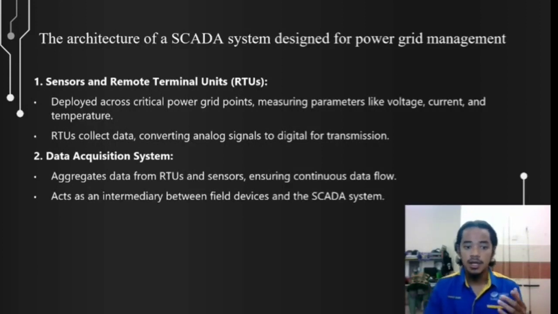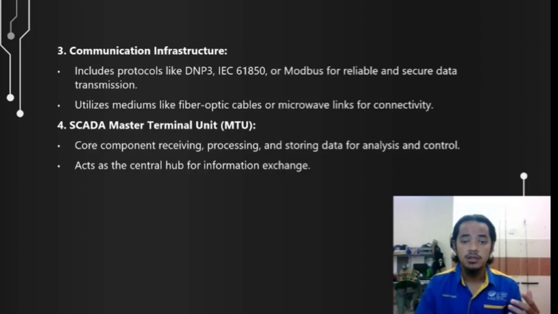The second, data acquisition system. Aggregate data from RTU and sensor, ensuring continuous data flow, and it also acts as an intermediary between field devices and the SCADA system. The third is communication infrastructure, like include protocols like DNP3, IEC 61850 or Modbus for reliable and secure data transmission. Then utilize medium like fiber optic cable or microwave link for connectivity.